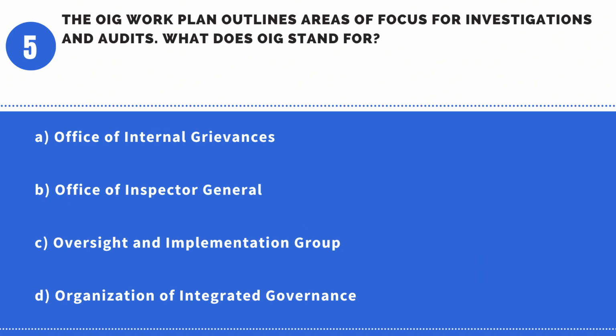Question 5. The OIG work plan outlines areas of focus for investigations and audits. What does OIG stand for? A. Office of Internal Grievances. B. Office of Inspector General. C. Oversight and Implementation Group. D. Organization of Integrated Governance.